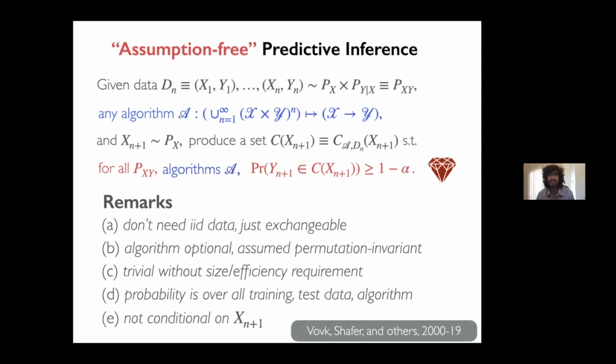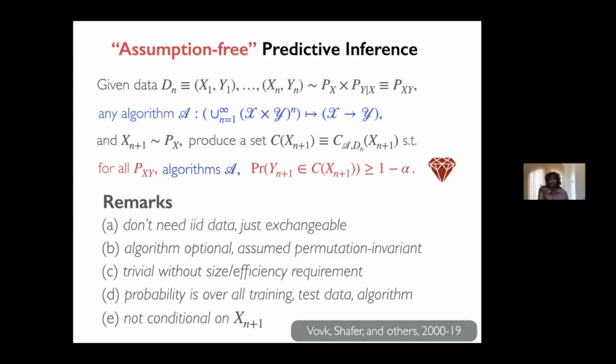This notion of having this algorithm in there is completely optional. I could have stated the problem without reference to any algorithm. I could have just said, given some data, produce a set such that for every P_XY, Y is contained in C of X. I could have stated this. We're going to use algorithms to help us, and so when we do, I wanted to make it explicit that this will hold true for any algorithm, and we'll not make any assumptions about our algorithm matching well with P_XY and so on.